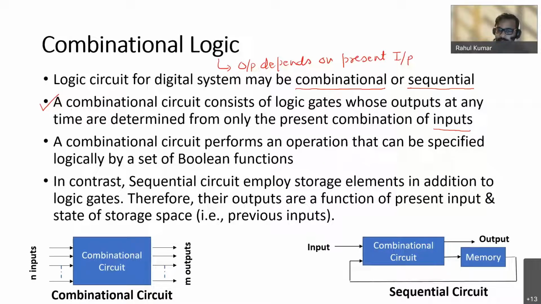A combinational circuit performs an operation that can be specified logically by a set of Boolean functions. So whatever logic is being implemented can be represented in the form of an equation, or we call it a Boolean function. So the logic of a combinational circuit can be represented by an equation or a Boolean function, right?